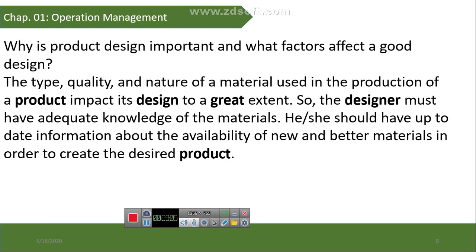So why product design is important and what factors affect a good design, I have discussed in the content. The type or quality and nature of material used in the production of a product impact design to a great extent. So the designer must have adequate knowledge of the material. He or she should have up-to-date information about availability of new, better materials in order to create a desired product.